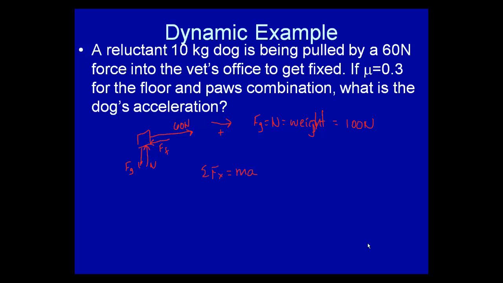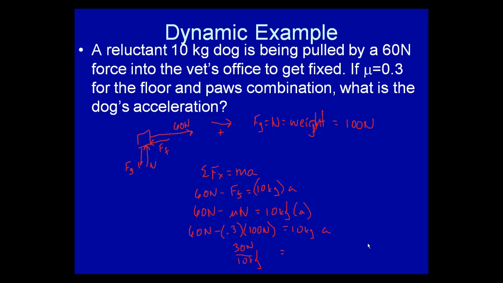Now, the sum of the forces are equal m times a in the x direction. I'm looking for a. So I have 60 newtons minus the force of friction equals m times a. Now I must know the force of friction because I'm looking for A. Force of friction is mu times the normal force, 0.3 times 100. So 60 minus 0.3 times 100 is equal to 10 kilograms times A. 60 minus 30 is 30. 30 divided by 10 is 3 meters per second squared. I hope this helped.